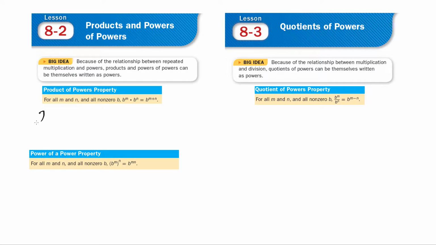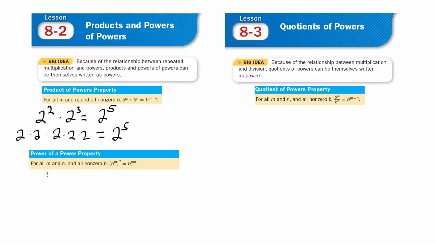If I have 2 squared times 2 to the third, what this says is that I just add those together. This would be 2 plus 3 is 5, 2 to the fifth. Well, 2 squared is 2 times 2, and 2 to the third is 2 times 2 times 2. A power is repeated multiplication, and it's repeated 1, 2, 3, 4, 5 times, which equals 2 to the fifth. That's why this works. Okay, got it? Good, we're moving on.